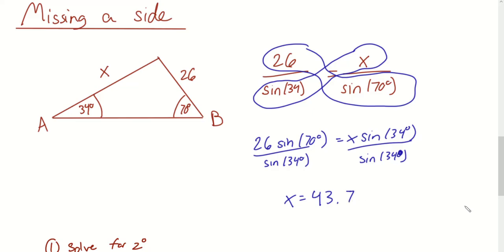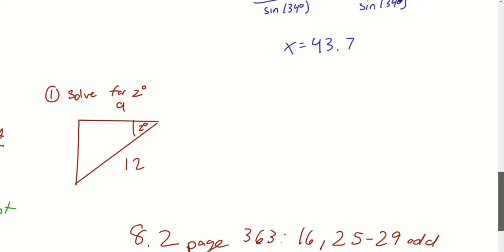That's how you find a side. Could have also just multiplied sine of 70 on both sides and it would have gotten the same answer. So if you don't like cross multiplication, just multiply by the denominator from both sides. Okay. Wow, we're doing very well.